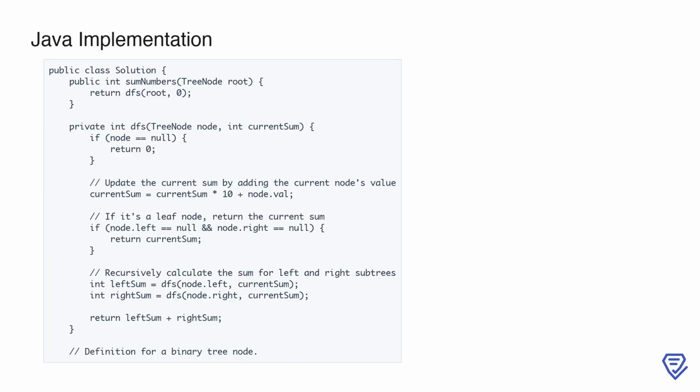Next, we update the current sum by appending the current node's value. This is done by multiplying the existing sum by 10 and adding the node's value, effectively constructing the number as we traverse the tree. If we reach a leaf node, identified by both left and right children being null, we return the current sum since this represents a complete root to leaf number. Otherwise, we recursively calculate the sums for the left and right subtrees and return their combined total. This ensures that all root to leaf paths are accounted for in the final result.